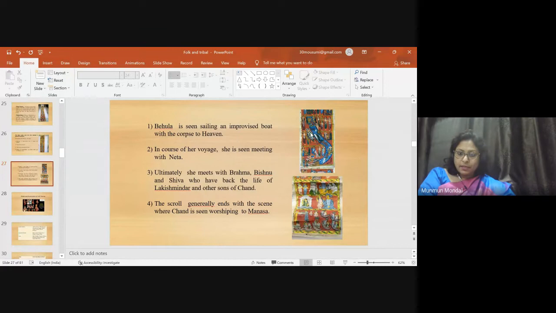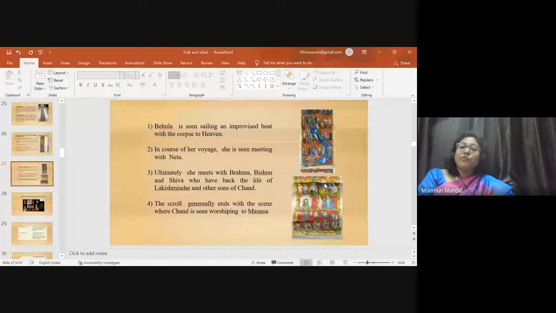And ultimately, she meets Brahma, Vishnu, and Shiva, who gave back the life of Lakshmindar and the other sons of Chand Sadagar. Here, Brahma has three heads. You can see them here, Brahma, Vishnu, and Maheshwar. And here you can see Chand Sadagar with his body. When Behula came back with her husband and the others, Chand Sadagar was compelled to worship Manasha, the deity of snakes. But as he was a follower of Shiva, he worshipped the female goddess with his left hand, not the right hand. Because he thought his right hand would always be dedicated to Shiva, not to any female goddess.